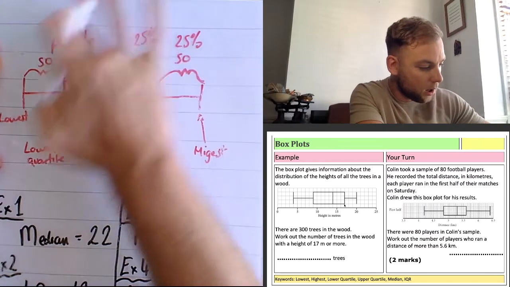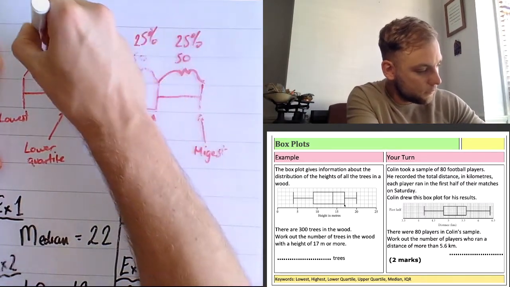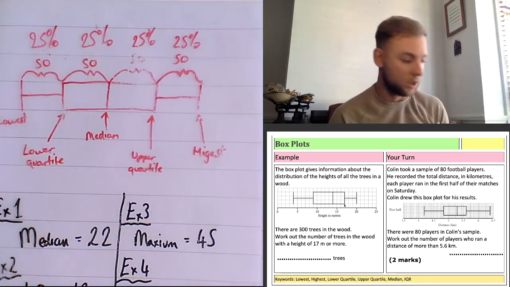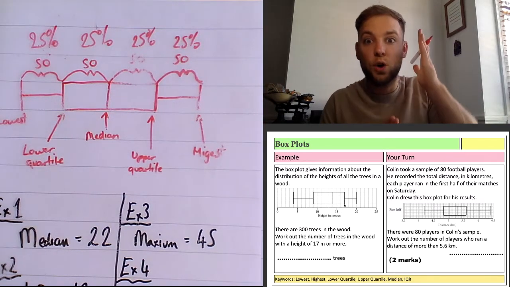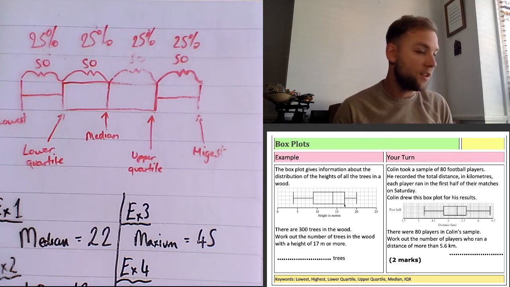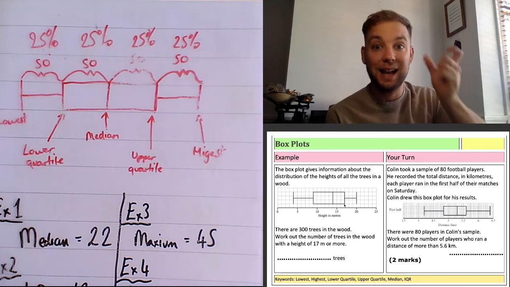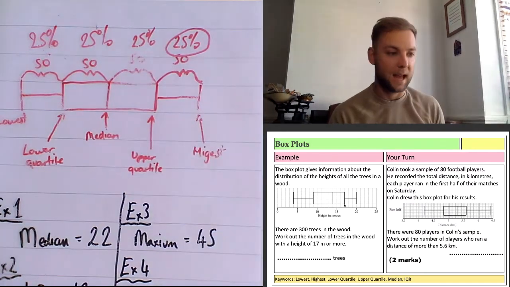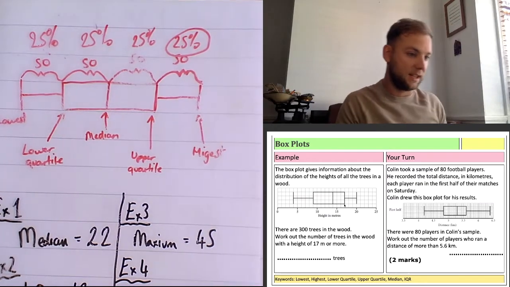So each part represents a quarter. Like so. Each part here represents a quarter. So if I know that 17 is at that quarter mark there, that upper quarter, it means that the amount of people who are greater than 17 is going to be this part here, which is 25%. Okay? So work out the number of trees in the woods with a height of 17 or more.